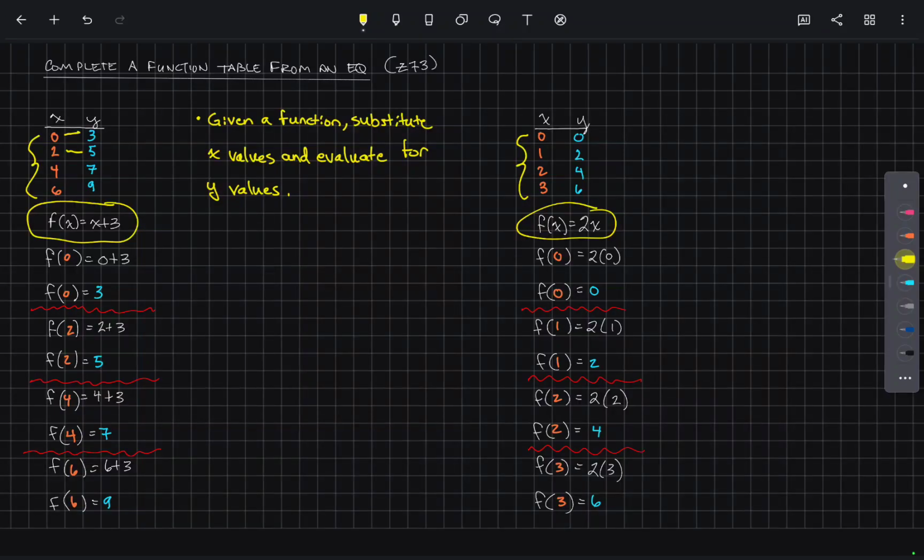The function of 0 equals 2 times 0. So instead of 2 times x, I wrote 2 times 0, the x value that was given to me. And that's 0. Ooh, we're going to end up having a proportional relationship. It's crossing through 0, 0.